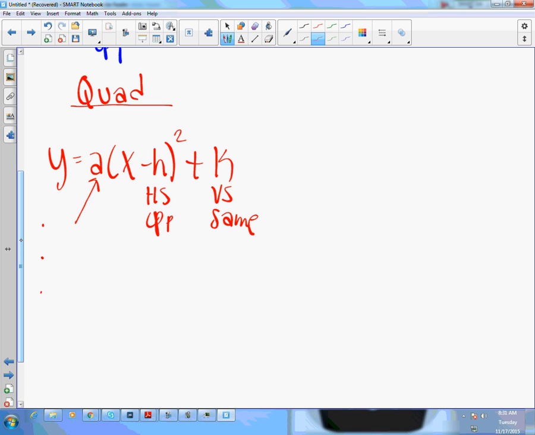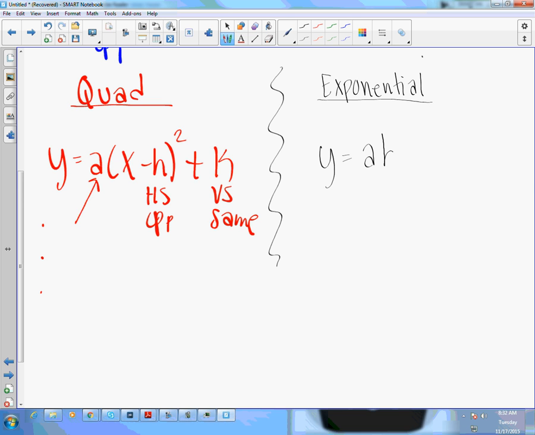This is why we expand the whole term on quadratics, because all of the properties of transformations that happen in quadratics also happen in all of our other functions. So exponential, and even last year, we did write y equals a times b to the x minus h plus k. B stands for the base, because we have a base and then an exponent.